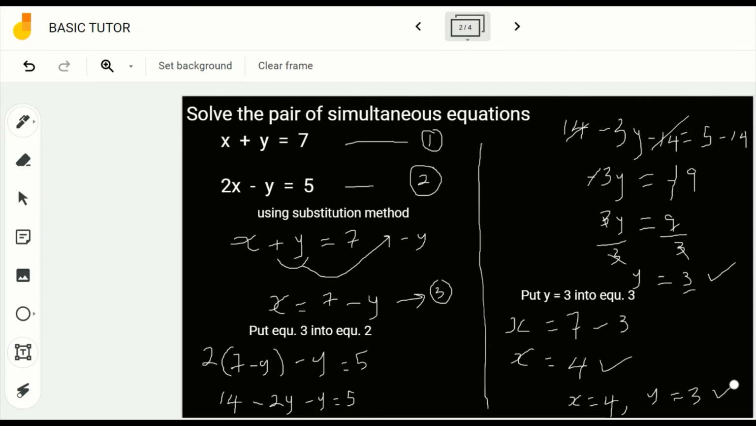Again, to use the substitution method, step 1, you have to make one of the variables the subject of formula, and you substitute that variable into the other equation to get the value for one of the variables. And step 3, you can put the value of the variable into equation 3 or equation 2 to get your final answer. So here is how we solve simultaneous equations using the substitution method.